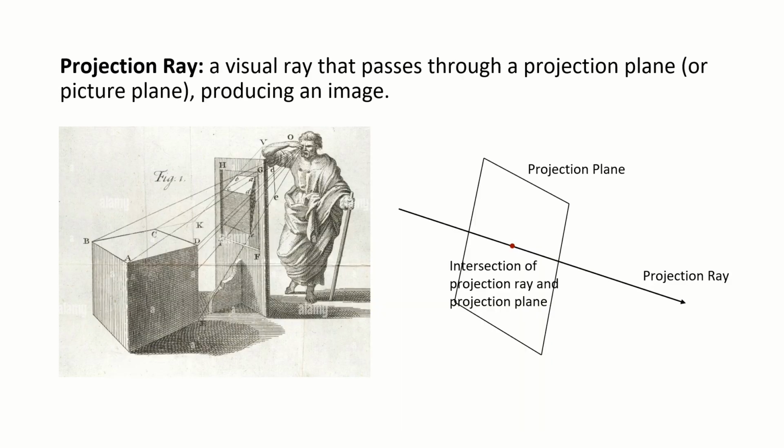And this is done with projection rays. Projection rays are visual rays that pass through a projection plane. In this example, these visual rays that pass through the projection plane are the projection rays. So we have 3 types of rays. We have light rays, visual rays, which are light rays that enter the eye, and projection rays, which, again, are visual rays that pass through a projection plane.